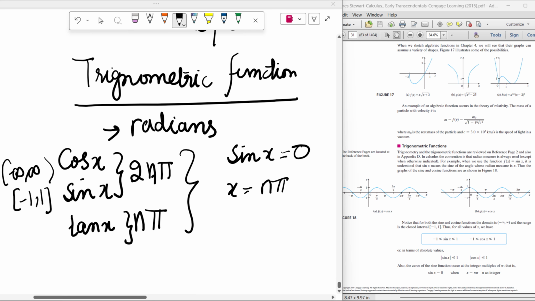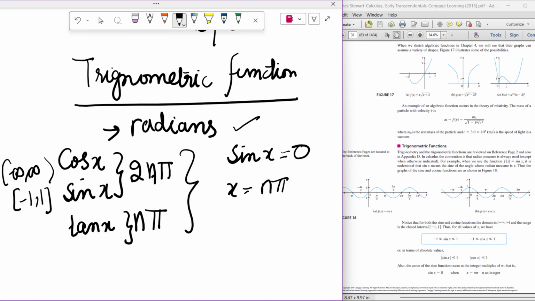The next function is the trigonometric function. Before starting the trigonometric function, always make sure that the calculator is in radians. The basic trigonometric functions are cosine x, sine x, and tangent x.